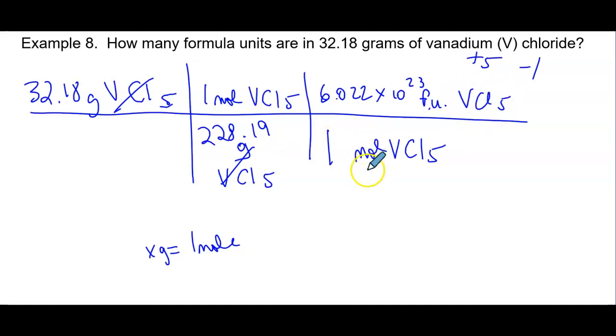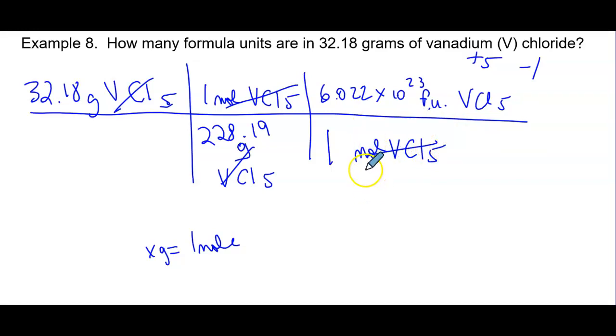Because I know for my conversion factor, 1 mole of anything equals this many formula units, or atoms, or molecules, or particles. Remember that 6.022 times 10 to the 23rd will never be with the word mole, and it will never have the unit of grams immediately after it. So moles of vanadium 5 chloride cancel, leaving me this value here.